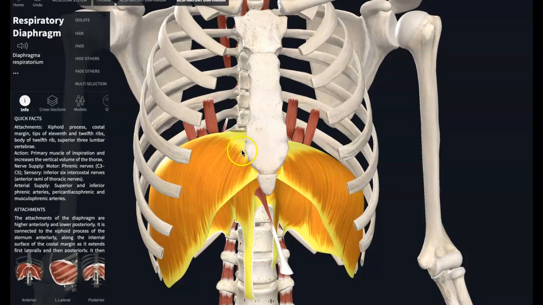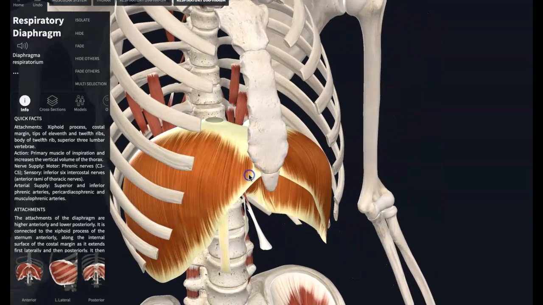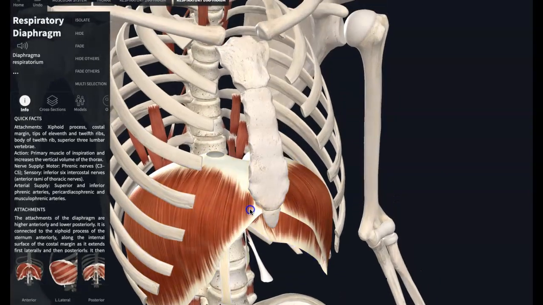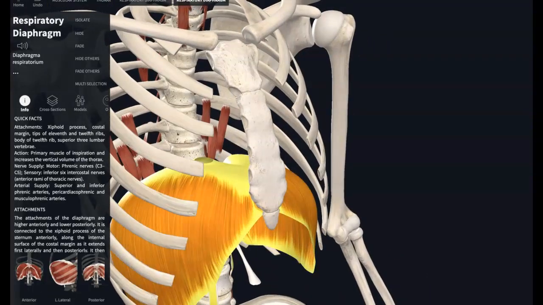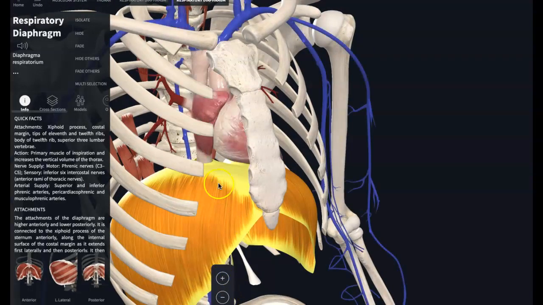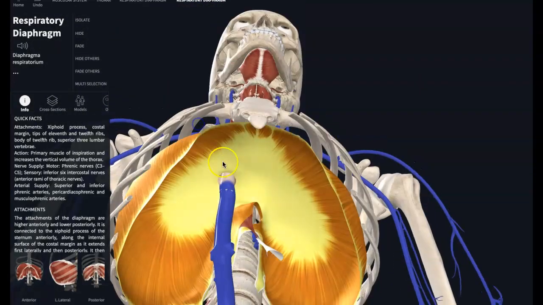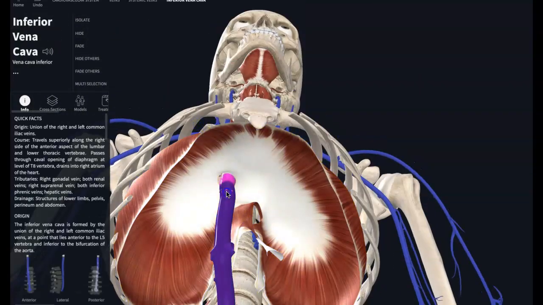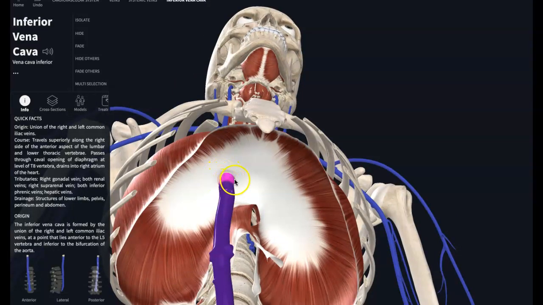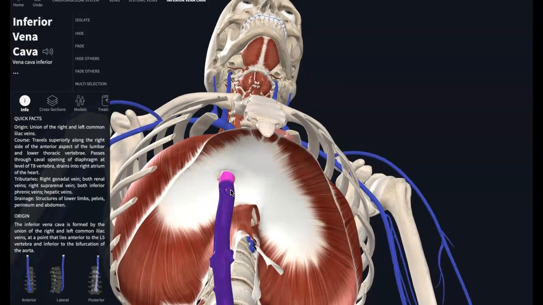And then you have 3 openings in the diaphragm for structures that pass from the thoracic cavity up here to the abdominal cavity down here. The first one is the venal caval hiatus, and that is for the passage of the vena cava. So the vena cava is this large vein that collects blood to travel to the heart. So here's the inferior vena cava, and here's that hiatus in the diaphragm for it to pass through. So it's for the vena cava, and it's called the venal caval hiatus.